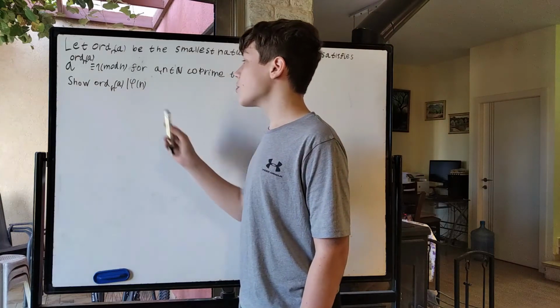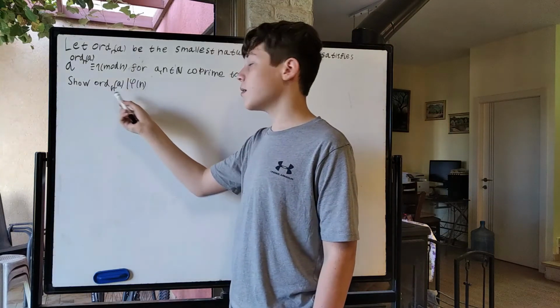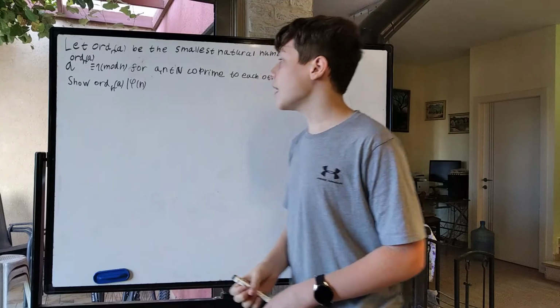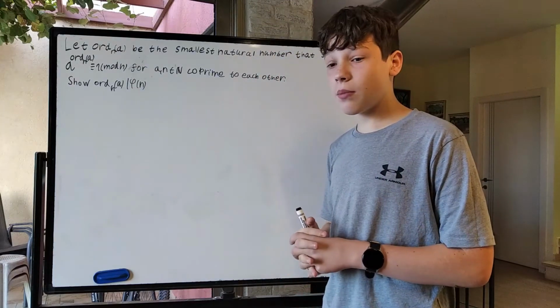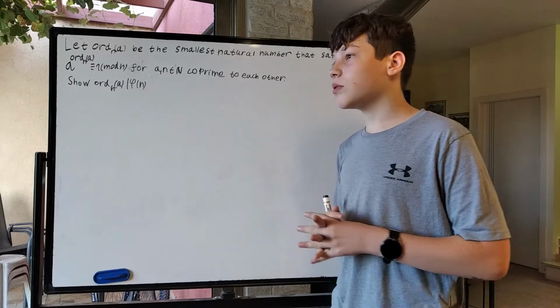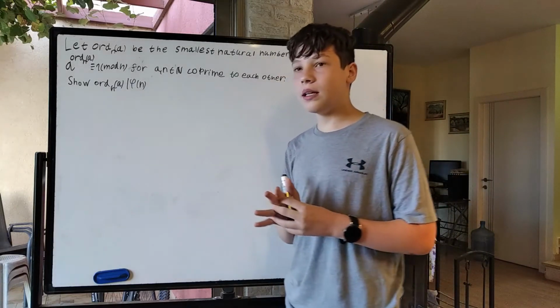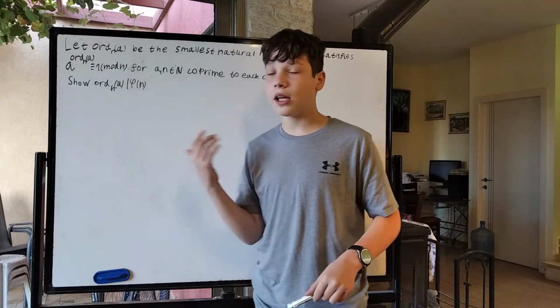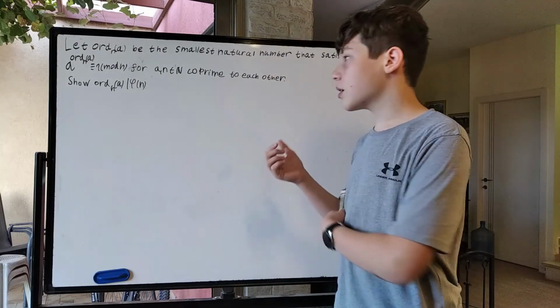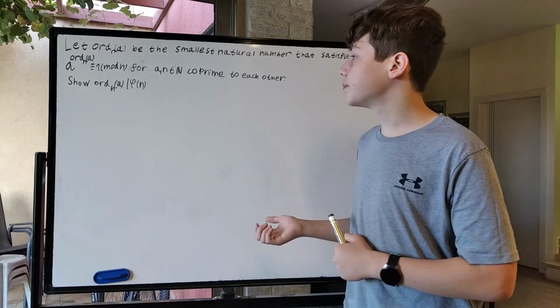We need to show that order a of n divides phi of n. And phi of n, just as a reminder, is the amount of numbers co-prime to n and not bigger than n. The amount of natural numbers, of course, co-prime to n and not bigger than n.